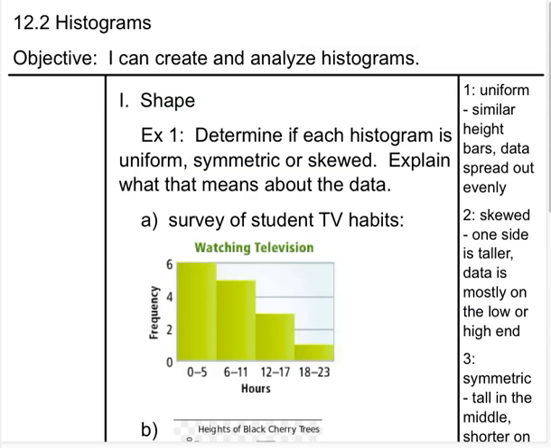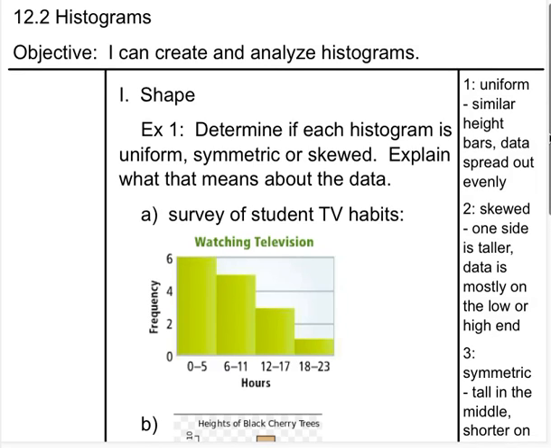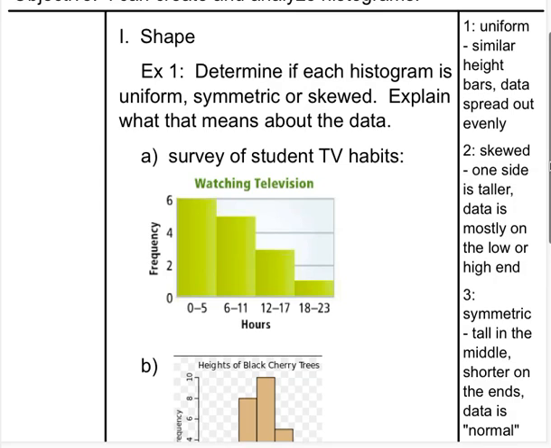All right, so the first thing we're going to do is interpret a histogram by looking at the shape and saying, what does the shape tell us about that information? So I probably should have done this in order, but I did the options off to the side here. So we have uniform, skewed, or symmetric, and I gave you a brief description of what each would tell you about the data set.